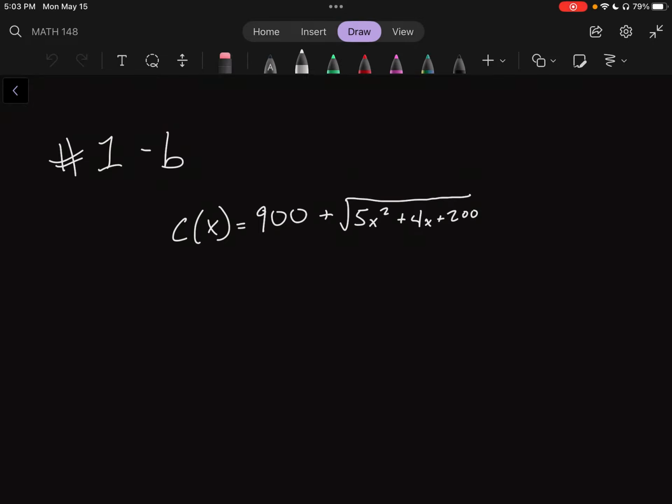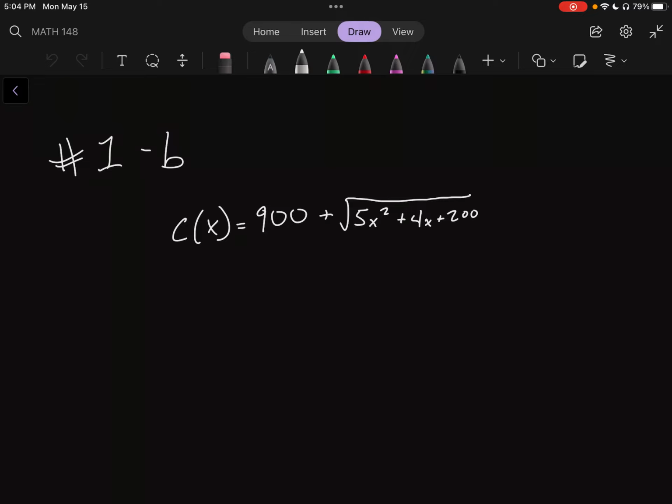This is question 1, part B, computational portion. The question says, the cost in hundreds of dollars of producing x smartphones is given by this cost function, C of x equals 900 plus the square root of 5x squared plus 4x plus 200. The first part of this question asks us, what is the domain of C of x? The domain is the number of smartphones you want to produce, because that is the x, that is the number you're inputting.